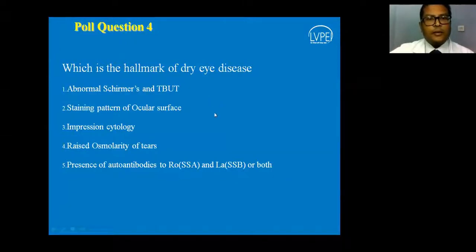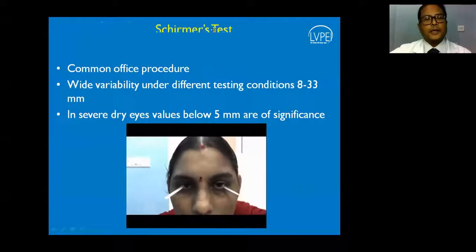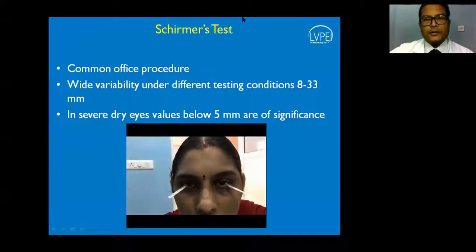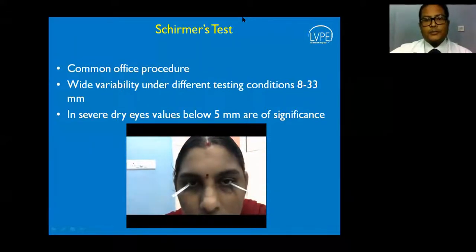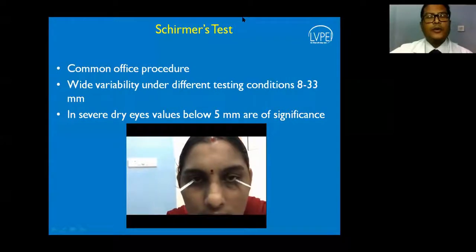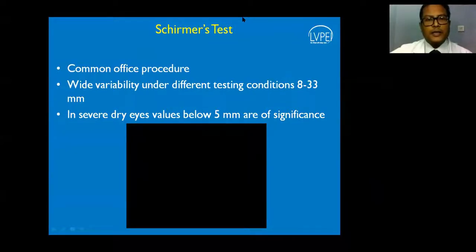So what is the hallmark of dry eye disease? So the hallmark is raised osmolarity of tears. There are several common tests which are performed in dry eye disease. So the most common and the most familiar test of all is the Schirmer's. It's a common office procedure.